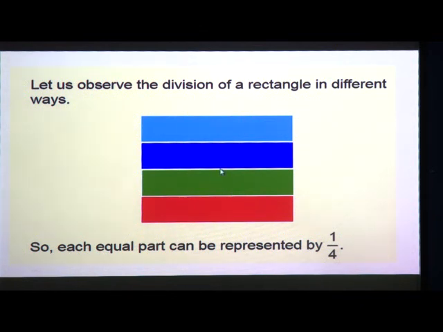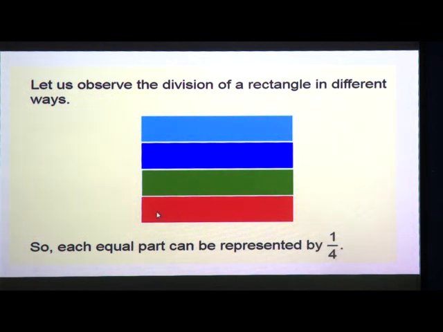Each division is of equal parts. The rectangle is divided into 4 equal parts. So, each equal part is represented by 1 by 4. How can we say it? The total number of parts is 4, which is given in the denominator.